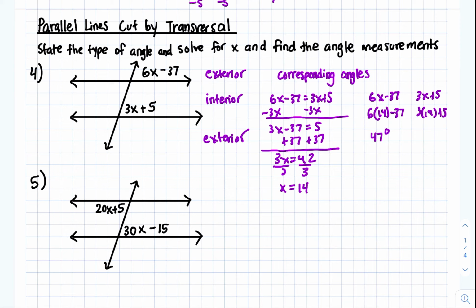And 3 times 14 plus 5 will give you 47 degrees. Does this make sense? Yes, because corresponding angles are congruent. 47 is equal to 47.